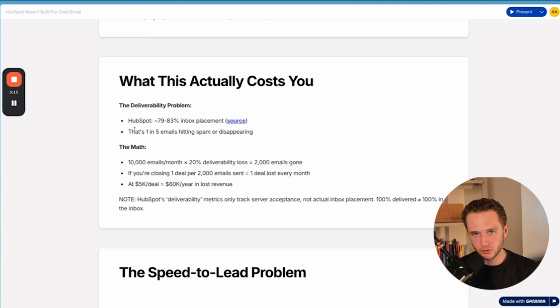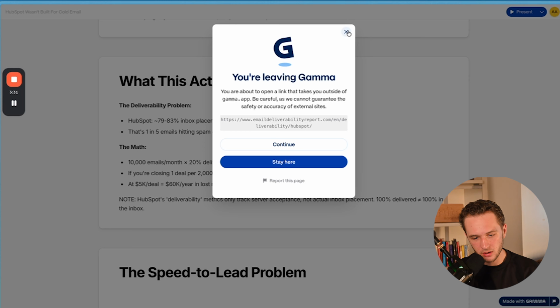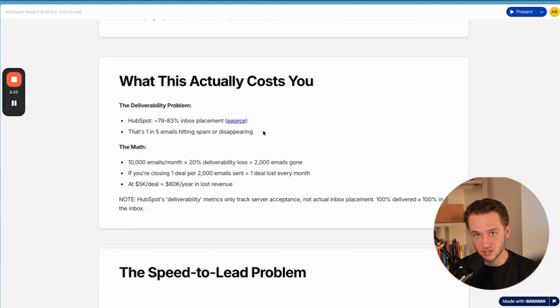Then what does this actually mean to you, right? And the whole deliverability issue is, with HubSpot, you roughly have 80% deliverability on average across all of your emails, if you're actually sending quite a bit of volume. At least that's what this source says. And it is pretty similar to what I've seen other people say, at least on the dozens of sales calls that people say this, right? So that's 1 in 5 emails hitting spam or just not delivering, which is obviously a big problem.